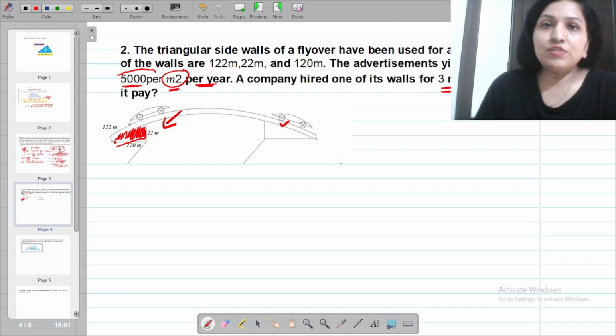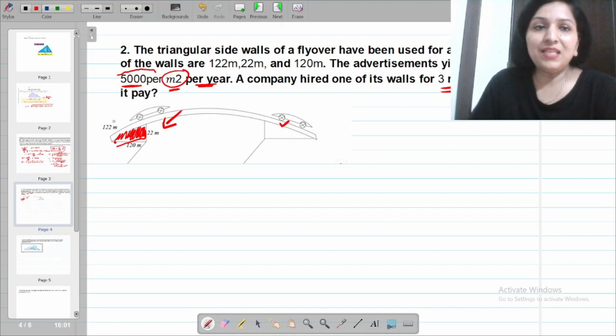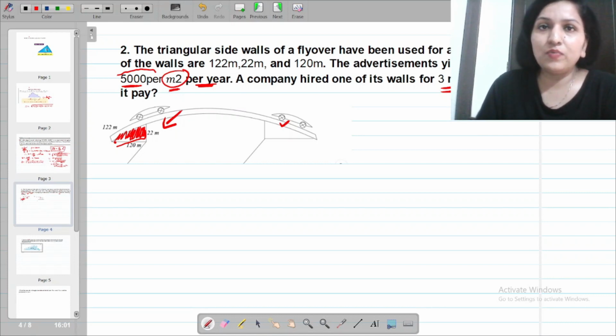Can we apply Heron's formula here? Because we are having 3 sides here. 3 sides are given and we know very well how to find the area of a triangle when the 3 sides are given.